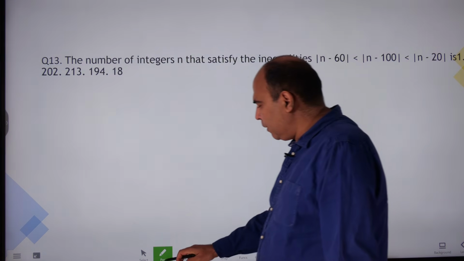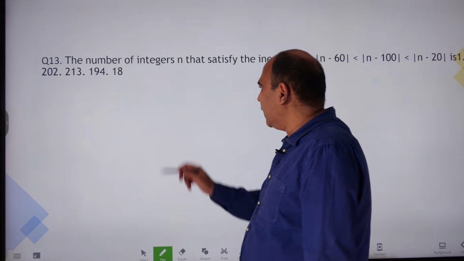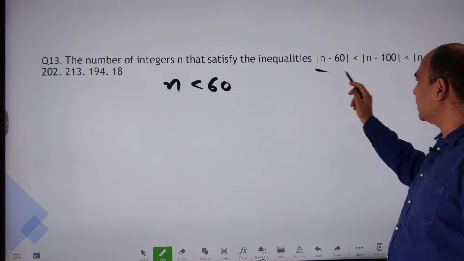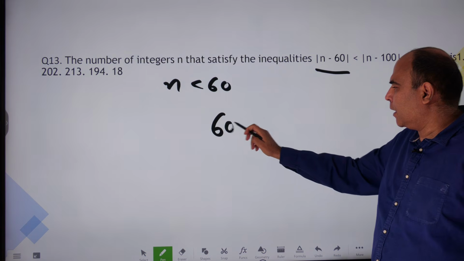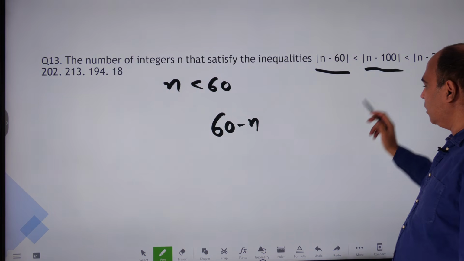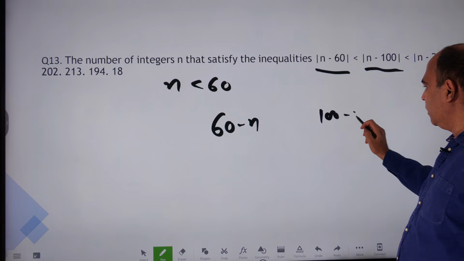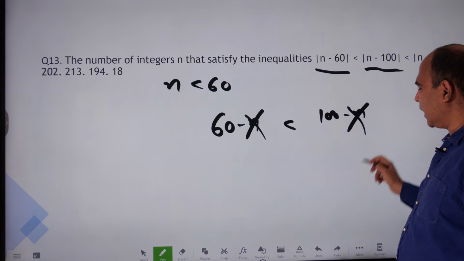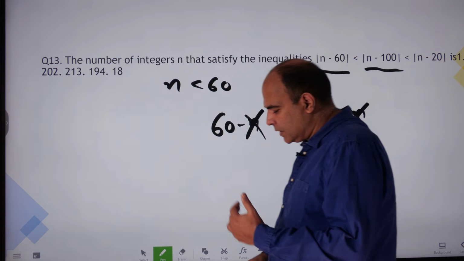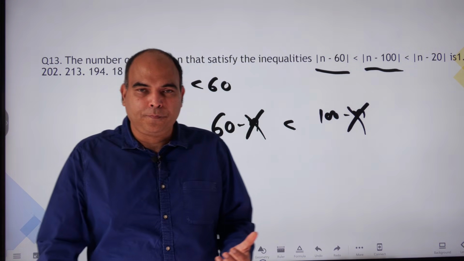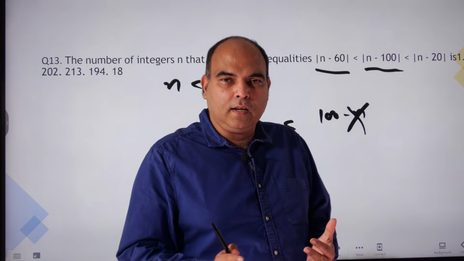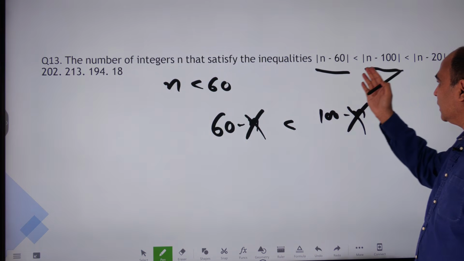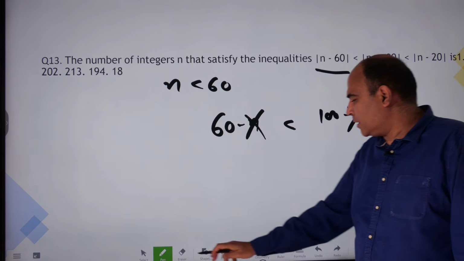So you can try to go conventional and go mathematical by saying that if n is less than 60, this expression will be 60 minus n, this expression will be 100 minus n. So 60 minus n has to be less than 100 minus n, and n gets cancelled. And you can say that 60 less than 100 is always going to happen, which means that if n is less than 60, it's always going to be true that mod n minus 60 is less than mod n minus 100.